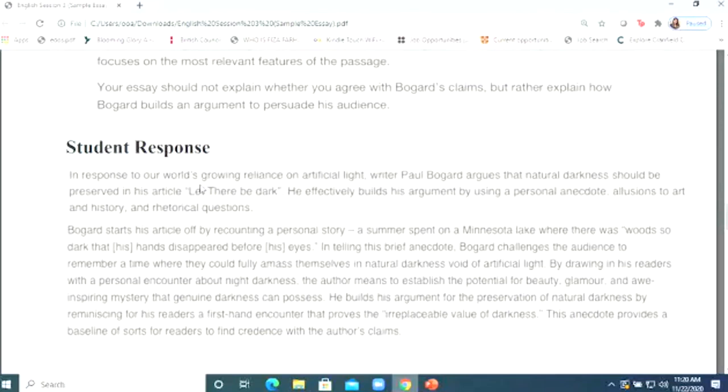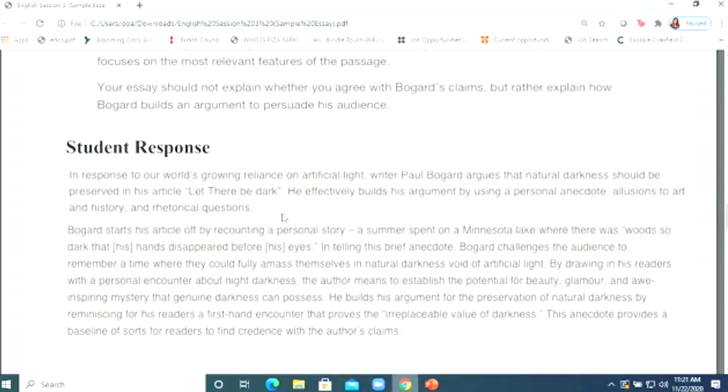Now, notice that in the introductory paragraph, he has introduced the name of the topic, Let There Be Dark. He has also mentioned the central claim of the topic, that natural darkness should be preserved. And then what else has the student added? The student has added a summary statement in which he has mentioned the persuasive elements, separated with commas, that he is going to be basing his analysis on. So he is going to be focusing on a personal anecdote, allusions to art and history, and rhetorical questions.